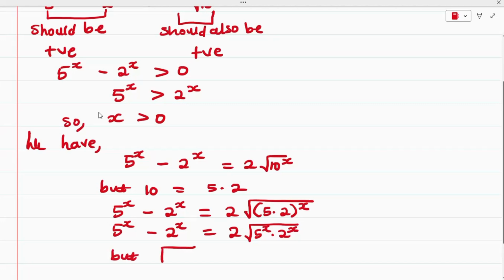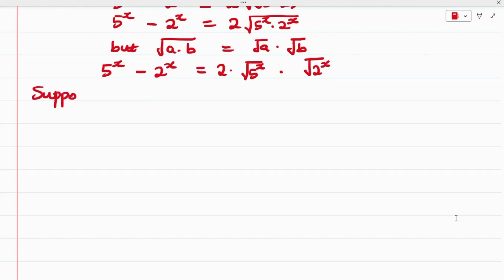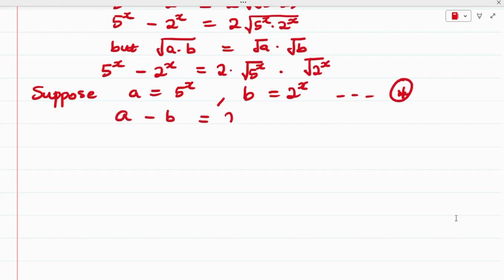But we know that the square root of a multiplied by b is equal to the square root of a multiplied by the square root of b. So from here we have that 5^x minus 2^x is equal to 2 multiplied by the square root of 5^x multiplied by the square root of 2^x. At this point, suppose that a is equal to 5^x and b is equal to 2^x. We can call this equation star. So we have a minus b is equal to 2 multiplied by the root of a multiplied by the root of b.